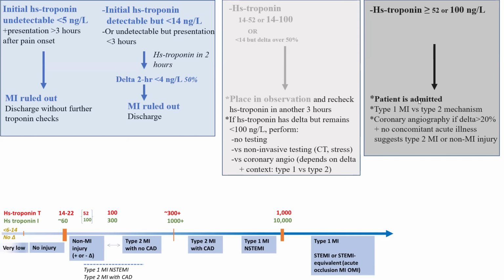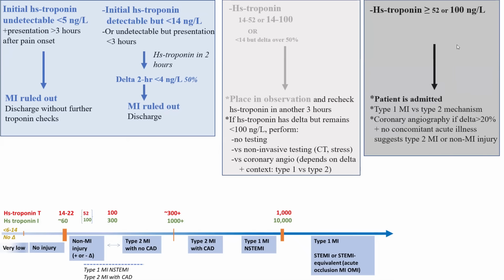That doesn't mean you need cath, but you generally need admission. You need to decide, is it type 1 MI or type 2 MI or non-MI myocardial injury? Is there a type 2 mechanism, cardiac or non-cardiac major illness causing the troponin rise? And you may decide to do coronary angiography if delta is over 20% plus no concomitant acute illness to suggest type 2 MI or non-MI injury.